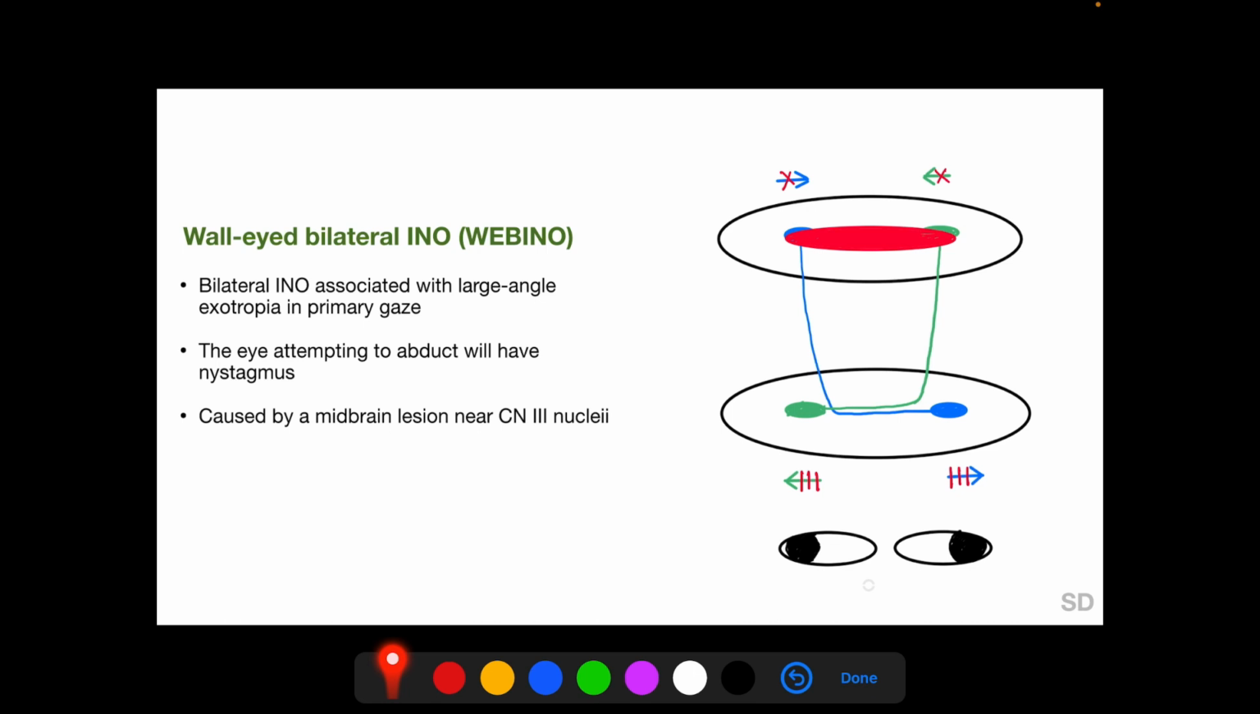In the entity called wall-eyed bilateral INO or WEBINO, there is a lesion in the midbrain affecting both the cranial nerve 3 nuclei. As a result, the adduction of either eye is affected and there is exotropia in primary gaze. And when either nucleus of the sixth cranial nerve attempts to generate a gaze on the ipsilateral side, there will be an abduction nystagmus of the ipsilateral eye, but the contralateral eye will not move.